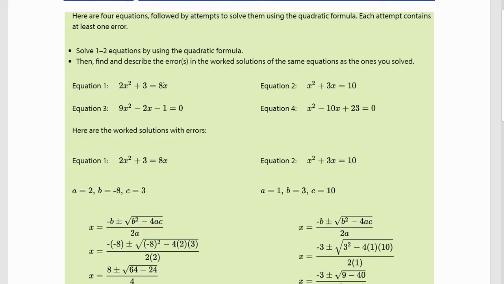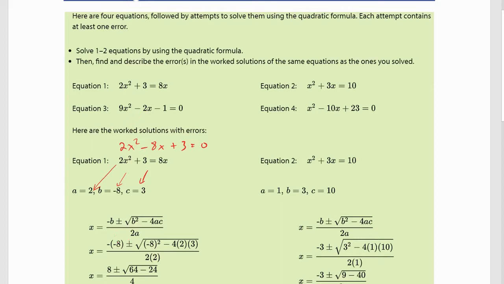All right, first things first, we have several equations, equations 1, 2, 3, and 4, and it looks like each attempt contains at least one error. So let's look at number 1. They say that a is 2. That's for sure. B is -8. That's for sure, because you have to rewrite it first. So B is definitely -8. That works. C is 3. And they substitute in.